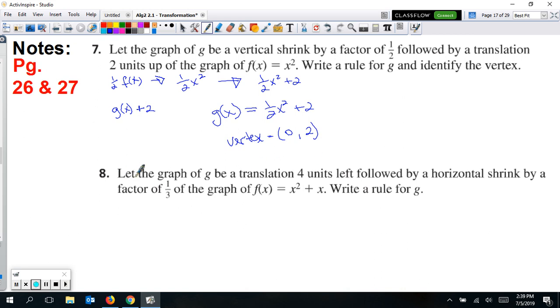And then number 8 says, let the graph of g be a translation 4 units left, followed by a horizontal shrink by a factor of 1/3 of this graph here, x squared plus x. Okay, so for this one, the first thing to do is a translation 4 units to the left. This is an h number. If it's going to the left, h would be -4, but when you plug it back into the parenthesis, it's got to go back into the function.